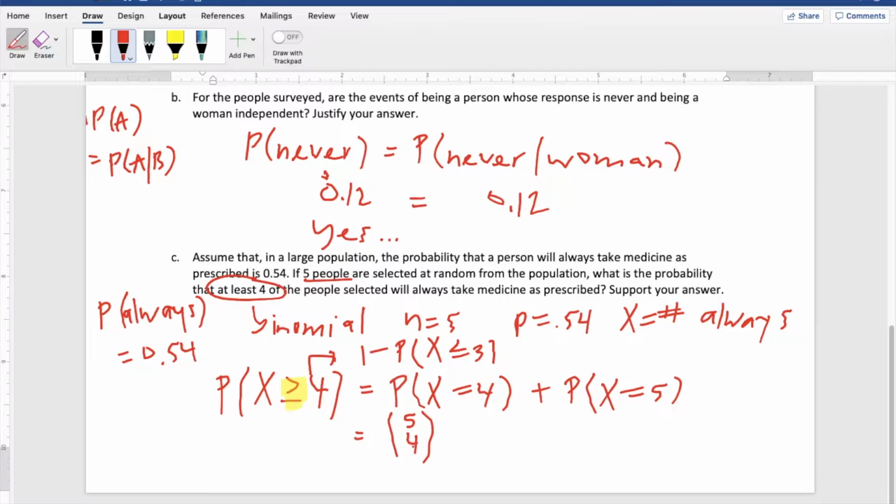Then we would write out the formula: we have 5 choose 4, so 5 people total choose 4 people saying it, times the probability of success. In this case, the probability of saying always is 0.54 to the 4th, because we want 4 people to do that. And then the probability of failure, so 1 minus that, to the n minus k. So 4 people said always, which means 1 person didn't. And then same idea for 5.